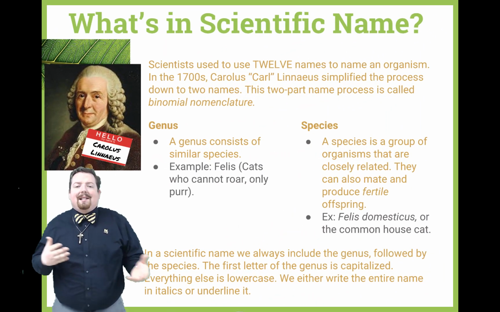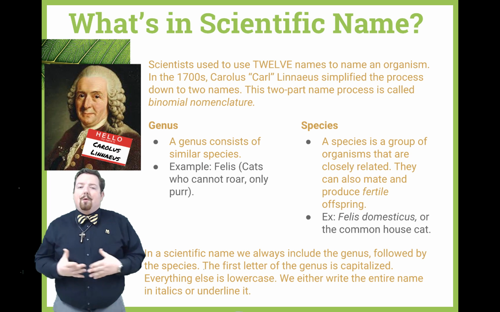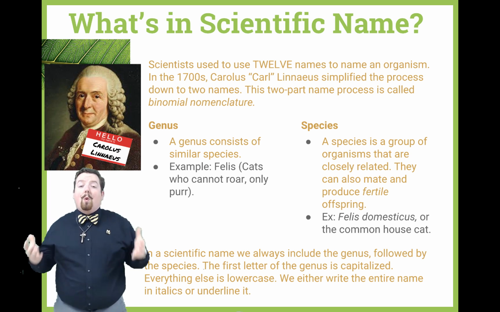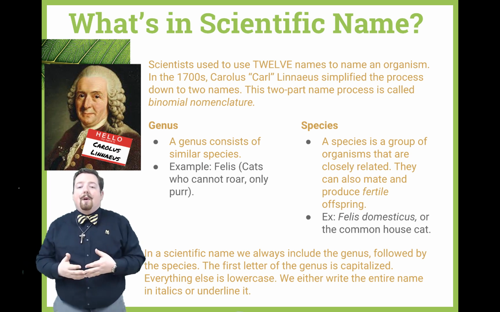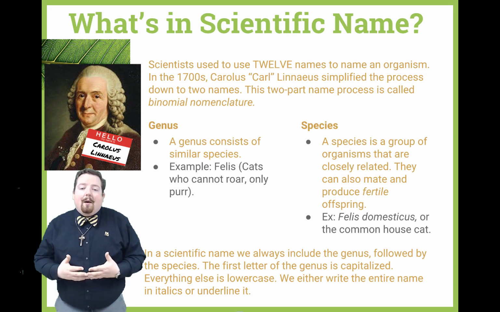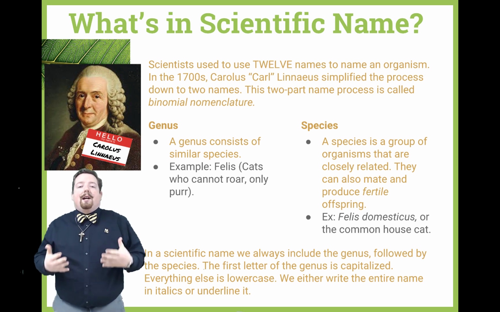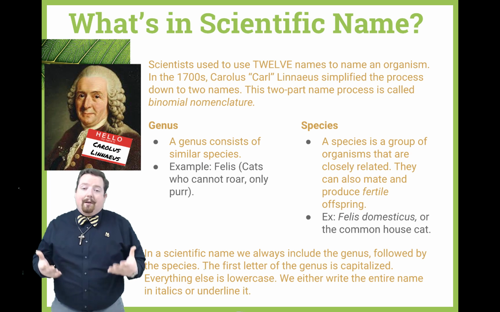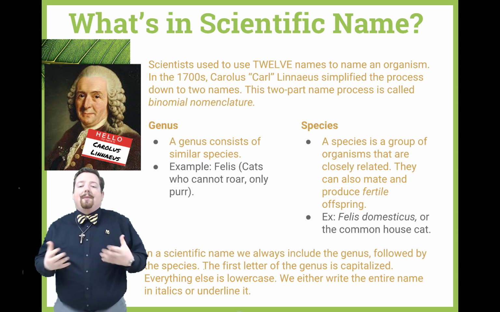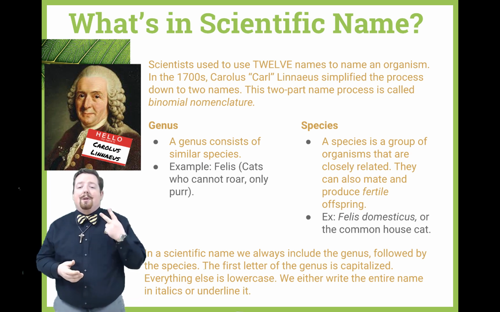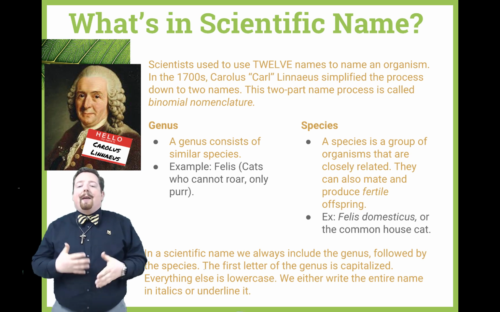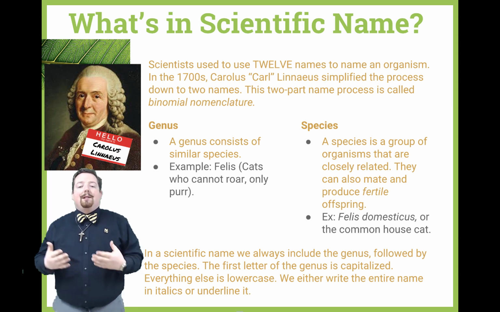So what's in a scientific name? Scientists used to, way back in the day, use 12 names to name an organism scientifically. Luckily for us, in the 1700s, this guy named Carolus, also known as Carl, Linnaeus, simplified the process down to just 2 names. This 2-part naming process is called binomial nomenclature.